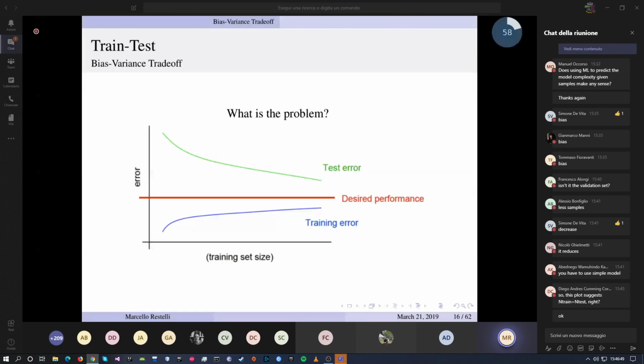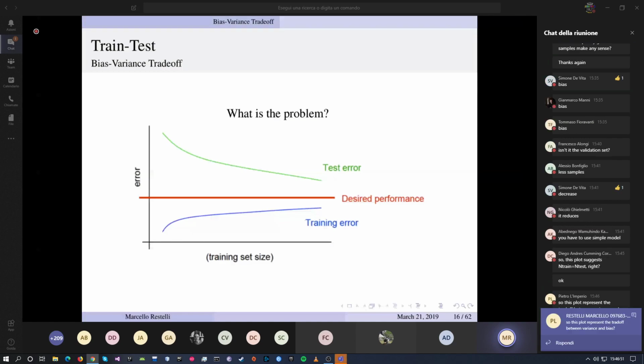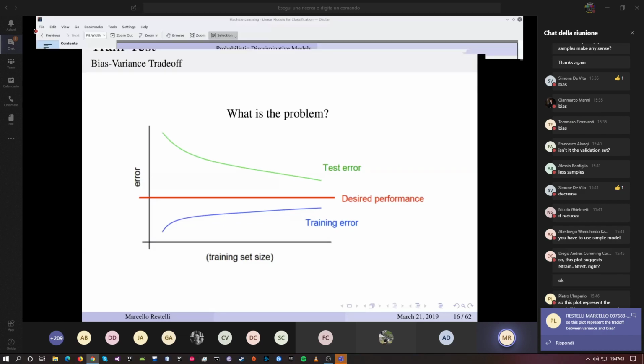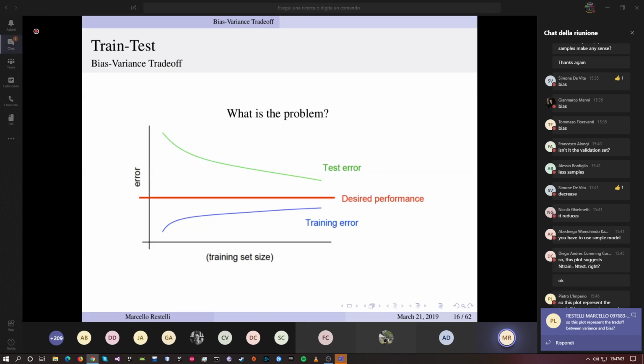Look at this plot. There is a question: does this plot represent the trade-off between variance and bias? In a certain sense, yes. It also shows the trade-off between bias and variance with respect to the variation in the number of samples. We understand it better in this plot here.